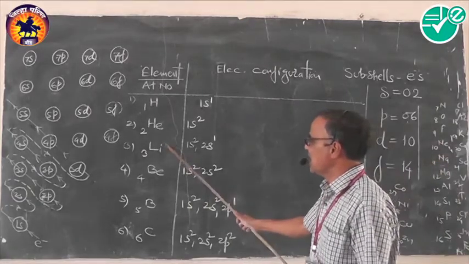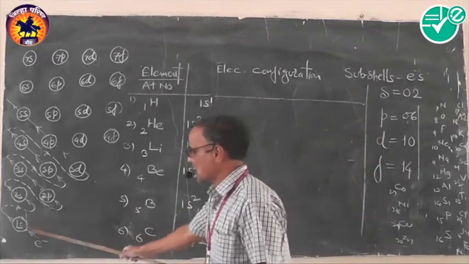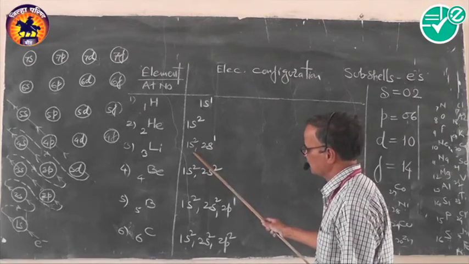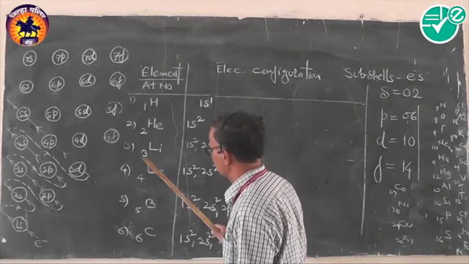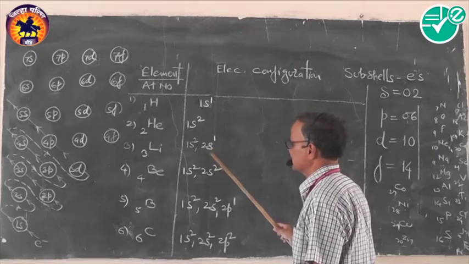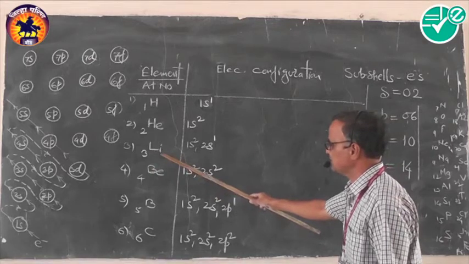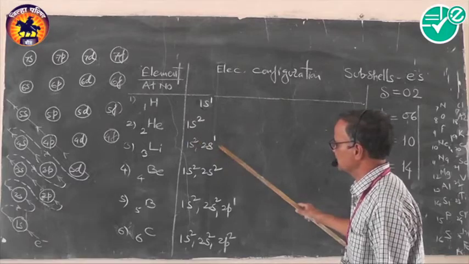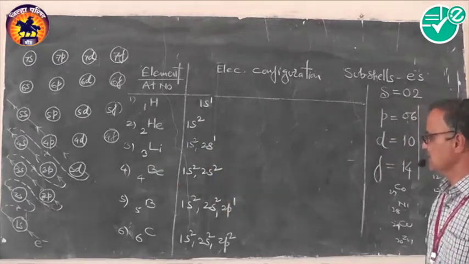So lithium has atomic number 3. The first 2 electrons are present in 1s, therefore 1s2 will be the common electronic configuration of lithium. It has 3 electrons, hence the 2s subshell contains only 1 electron. The electronic configuration of lithium, with 3 electrons, is 1s2 2s1, that is 2 plus 1 is equal to 3.